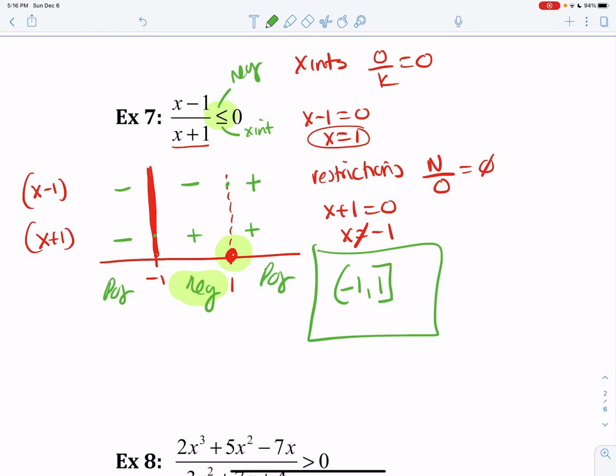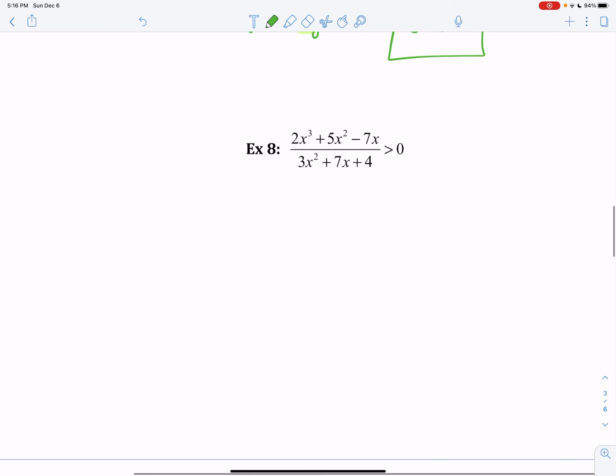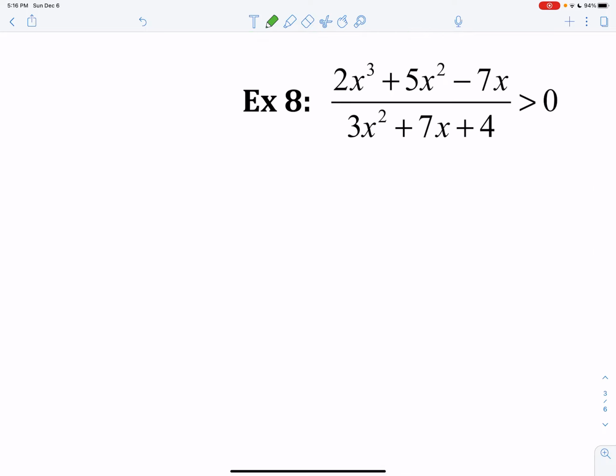Okay, let's look at another one of those. Similar type problem, just a little bit more factors. We have to do a little bit more work. The other one was already factored for us. But we need to find those critical key numbers.